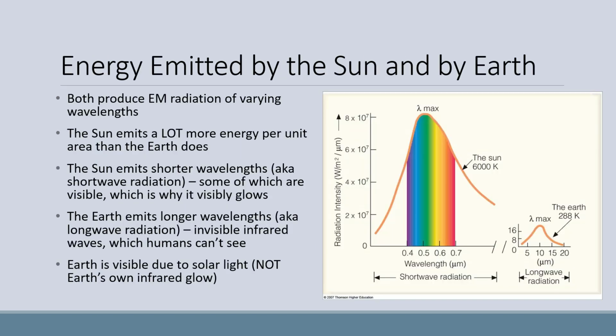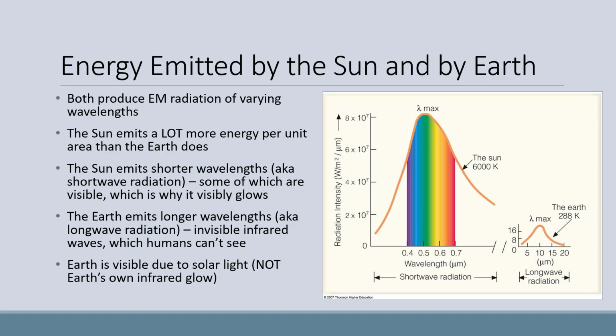Remember that EM radiation is actually emitted by all objects, and the EM waves emitted depend on the object's temperature. The hotter the body, the more energy it emits. That means that both the Sun and the Earth produce a range of EM radiation, just of different wavelengths. The Sun emits a lot more energy per unit area than the Earth does.